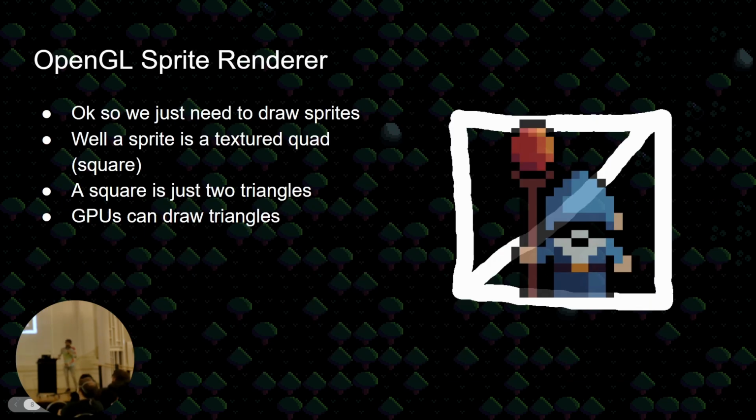Okay, so we're drawing sprites. Now, what is a sprite? A sprite is a square with a texture on it. So we're drawing squares with textures. It's a textured quad. A square is two triangles, and GPUs can draw triangles. This image of a wizard gnome shows how two triangles make a square, and you might put a texture on it.